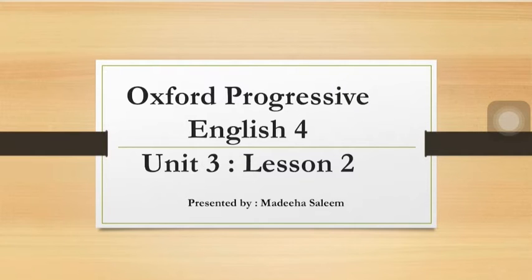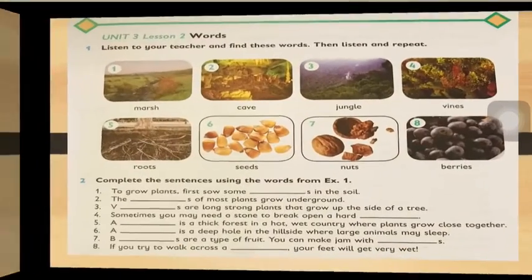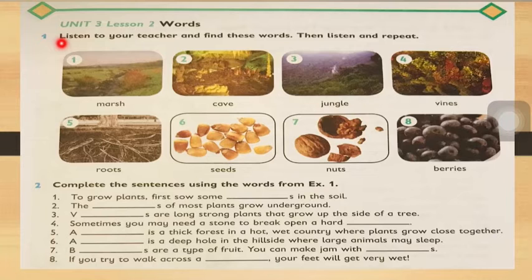Good morning, grade 4. Today we have to do unit number 3, lesson number 2. So you're required to open page number 15 of your Oxford Progressive English book 4. Question number 1. Listen to your teacher and find these words.